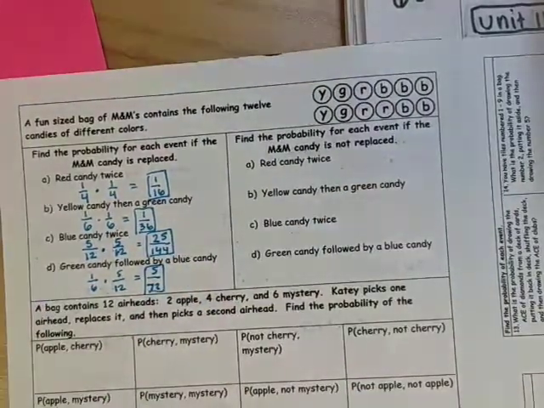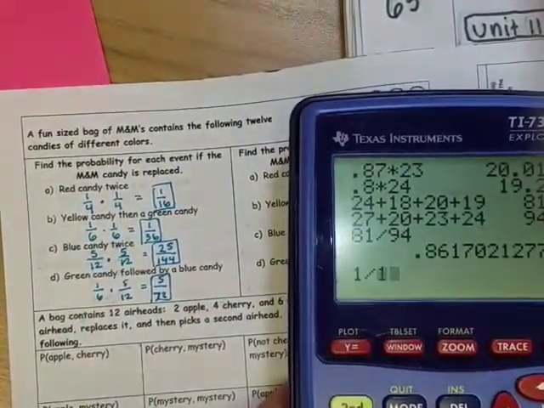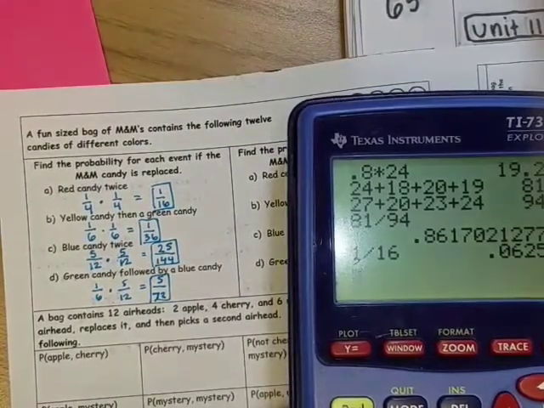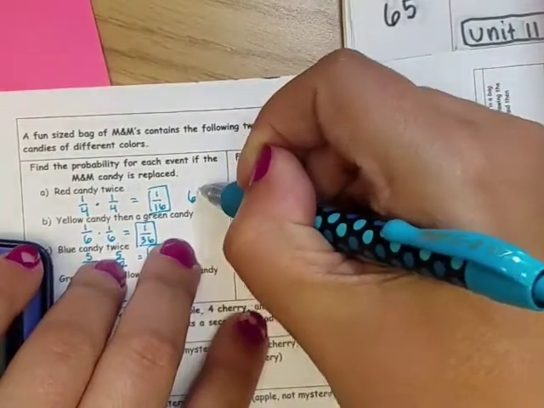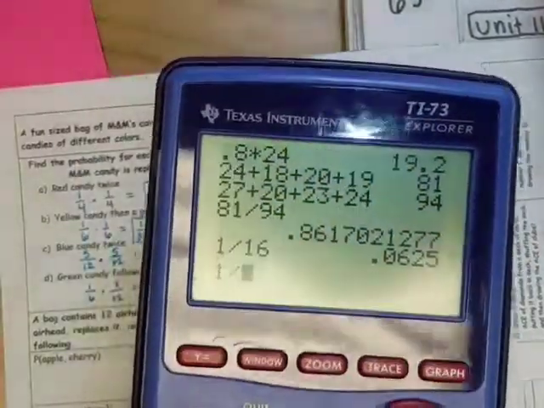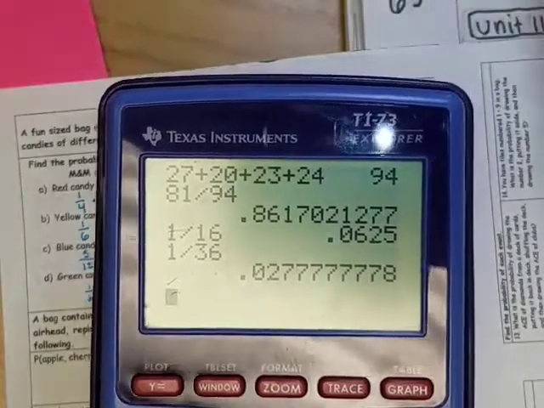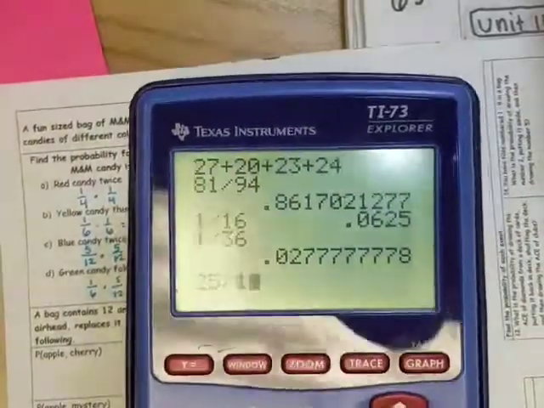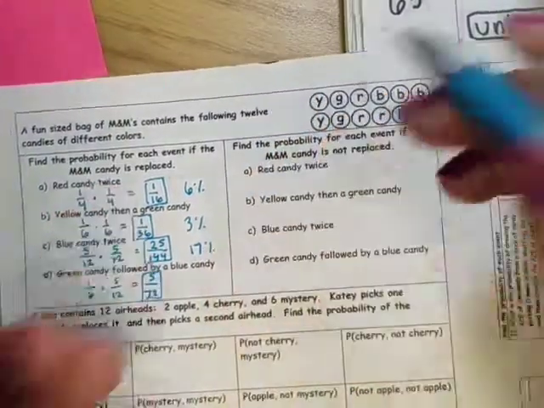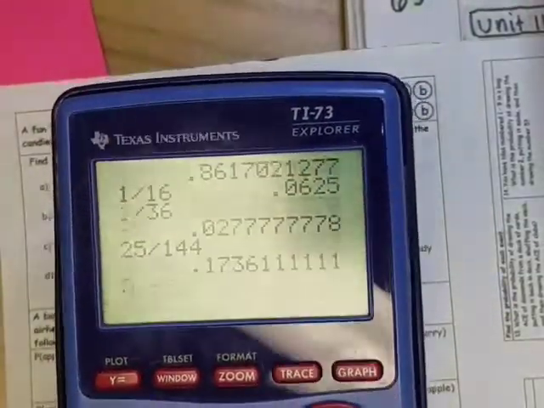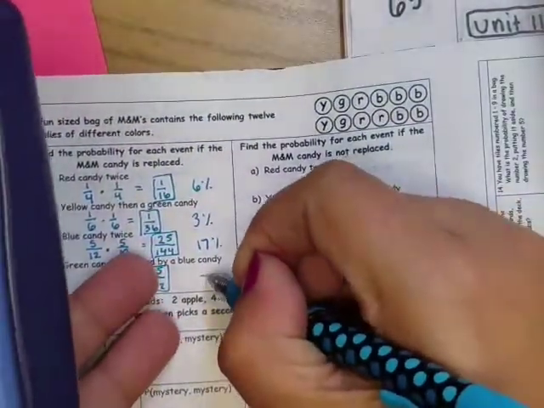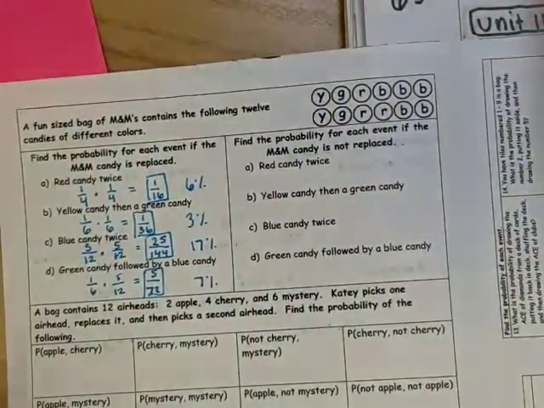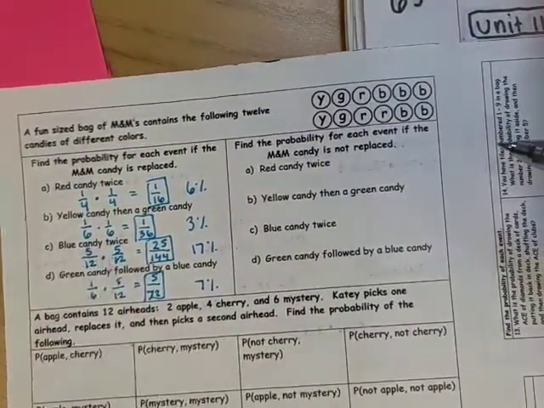And if we want to look at those percentages to see what they are comparatively, we can do that. So 1/16 is about 6%. 1/36 is about 3%. I'm just rounding these to a nice whole number. 25 out of 144, about 17%. And then 5 out of 72, about 7%. So the one you have the more likely chance of doing is pulling 2 blue candies.